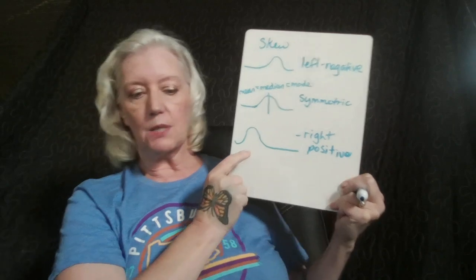Okay, now let me explain why. In a symmetric distribution, the mean, the median, and the mode are equal. That would be like if I gave you a quiz out of 10 points, I gave you 4 quizzes, and you got 7, 8, 9, 10. Perfectly distributed. You got 1 in each of the quartiles.